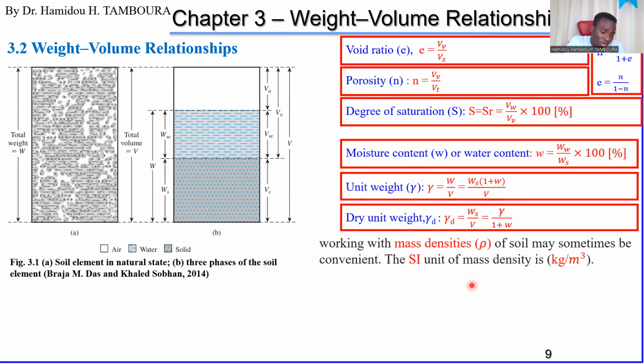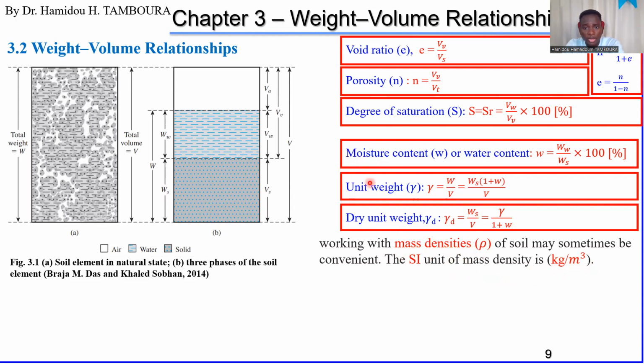Sometimes, because in the international system density is in kilograms per cubic meter, some people find that this is more convenient than using the weight. Please make a difference between weight and mass. It's not the same. Mass in kilogram, weight in kilonewton. So unit weight means, for example, kilonewton per cubic meter. But here, mass density is kilogram per cubic meter in the international system.